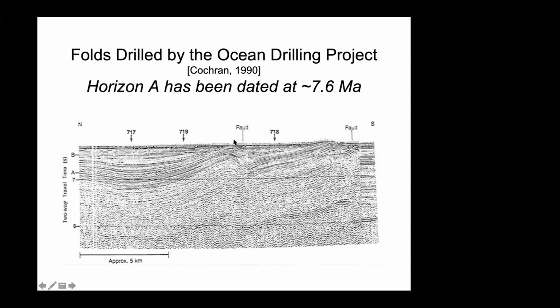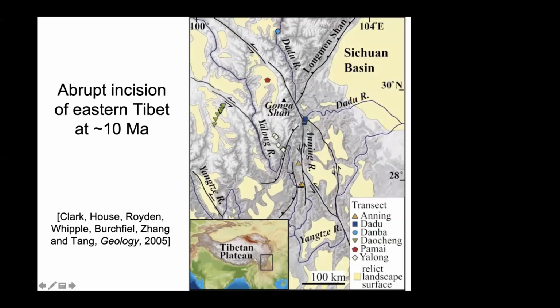So 7.6 million years ago, this folding and this deformation began. Again, after this 10 to 15 million year age that we've given to Tibet. And one last one, Marin Clark and her colleagues working around over in here, the Dadu River, the Yangtze is down in this area.